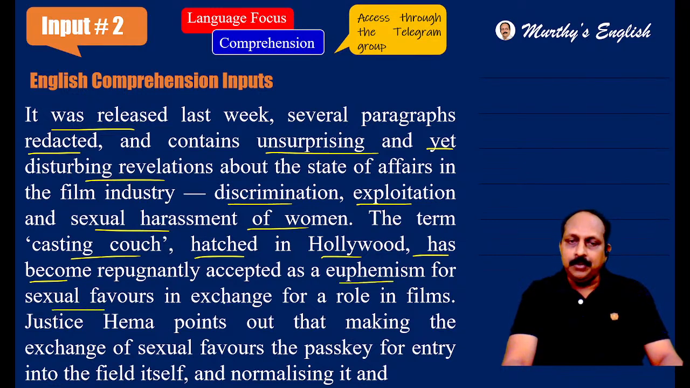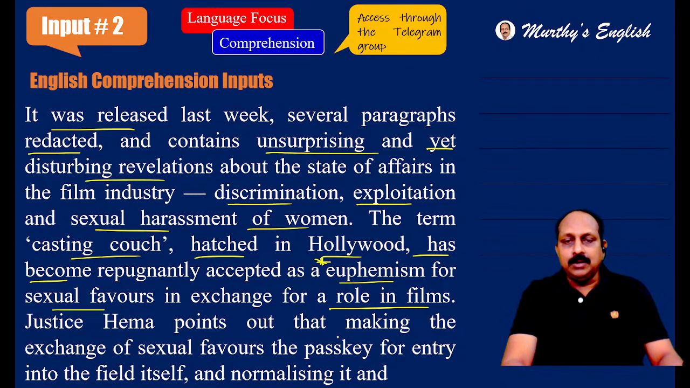Euphemism, we have got so many times. Means what? To say something that is harsh in a nice way. You say something harsh in a nice way, that is euphemism. He died, it sounds very harsh. He passed away, that sounds better. This is nothing but casting couch is a euphemism for sexual favors in exchange for a role in films.